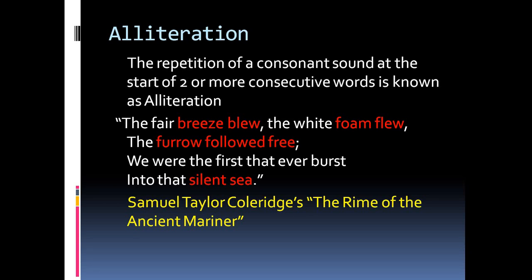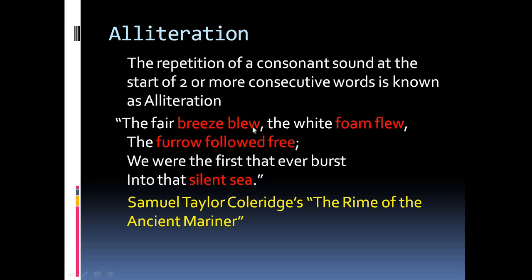So what is alliteration? Alliteration is the repetition of a consonant sound. Okay, you know the vowel sound and the consonant sound. The repetition of a consonant sound at the start of two or more consecutive words is known as alliteration. So let me make it very clear for you.